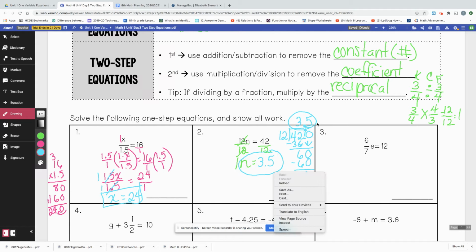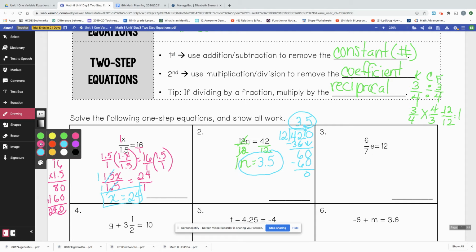All right, number 3 is one that I really want to focus on because we have 6/7 times e equals 12. So, this fraction is multiplied by the variable. Okay, so I can divide by 6/7. In fact, that's the way I'm going to show you guys. So in essence, multiplying by the reciprocal.